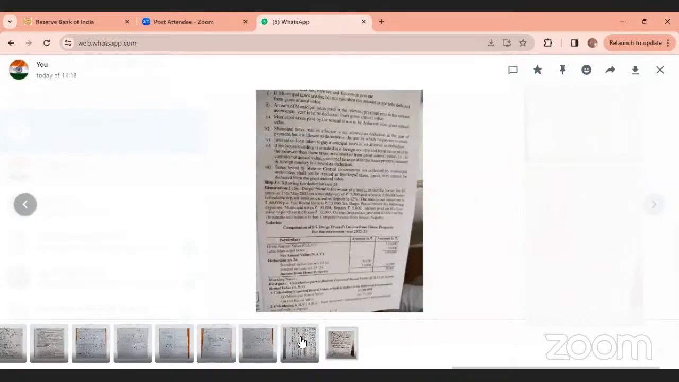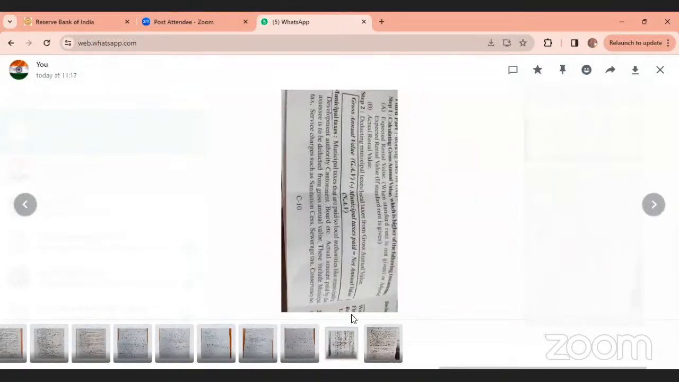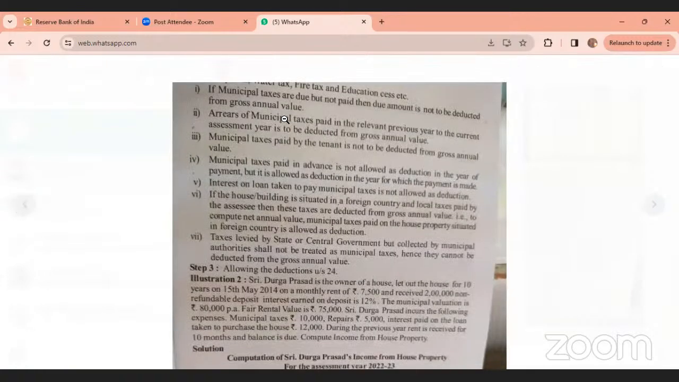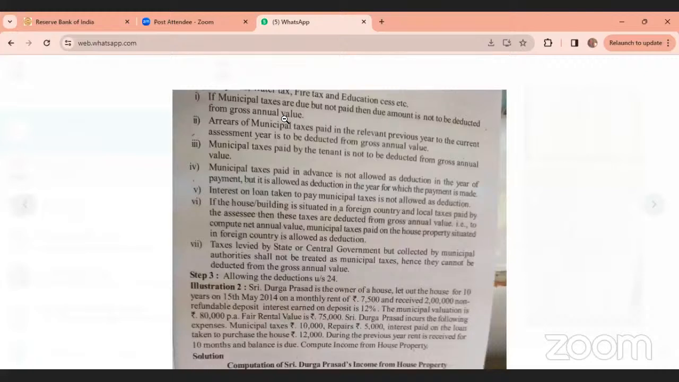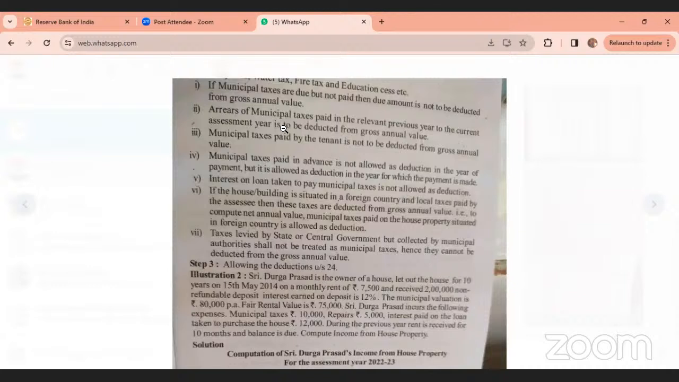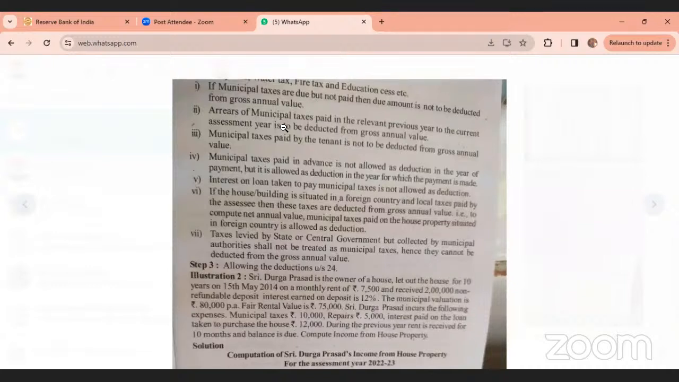Now it is clear. This one is the second step for municipal taxes. Any local tax comes under municipal tax. If municipal taxes are due but not paid, then the due amount is not to be deducted. So outstanding municipal tax is not to be deducted from gross annual value. Next, any arrears of municipal taxes paid in the relevant previous year to the current assessment year is to be deducted from gross annual value.